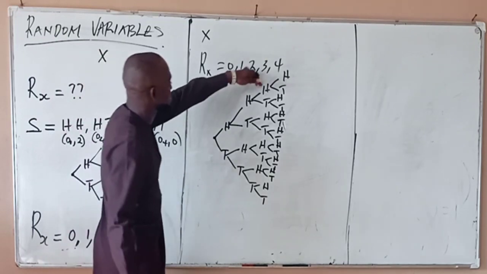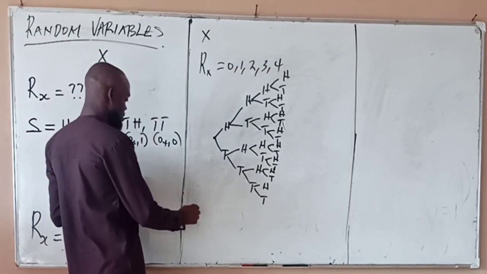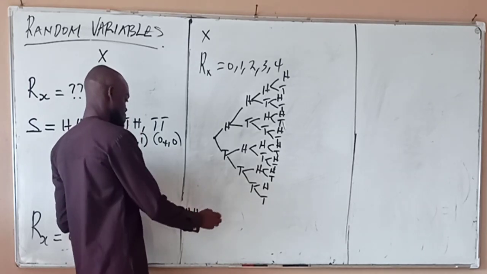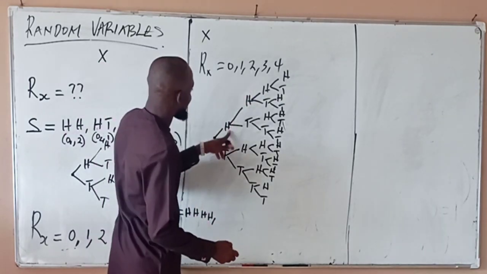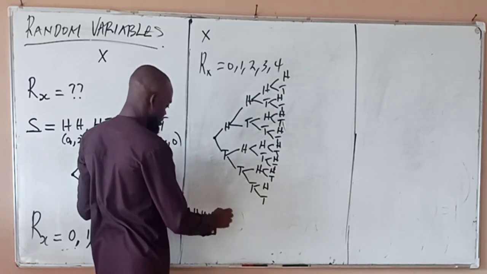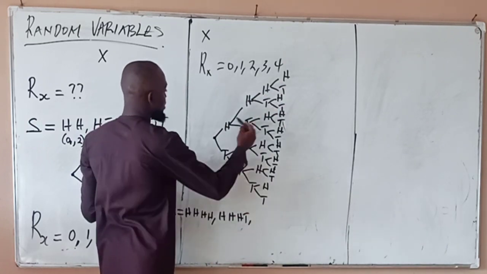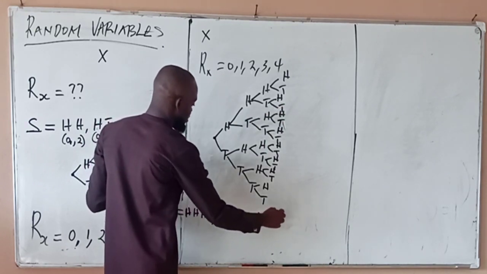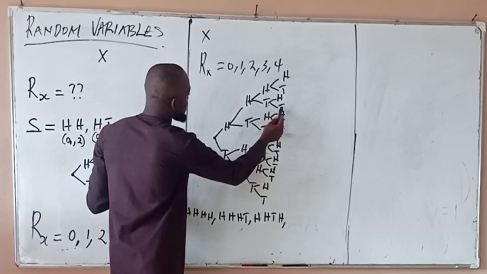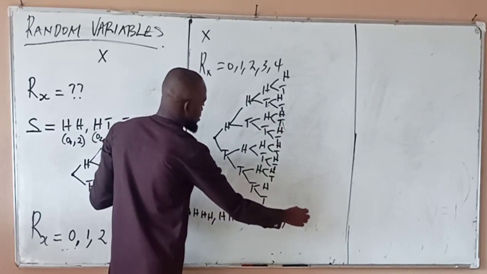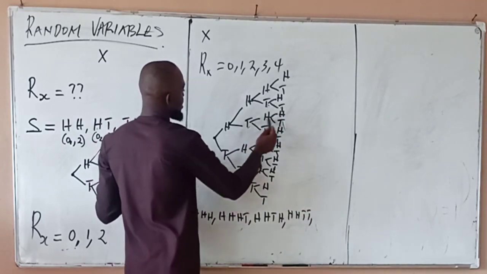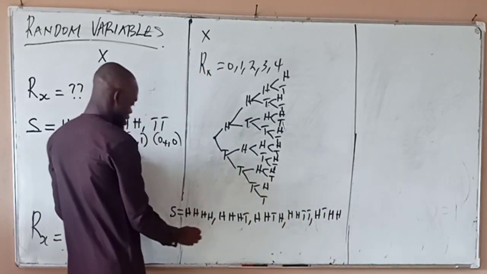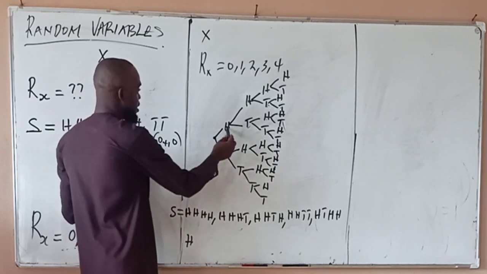We have head, first one head. This is the sample space. The next one head T, head T, head T, head, head T, head, head T, head T, head T, head, head T, head.